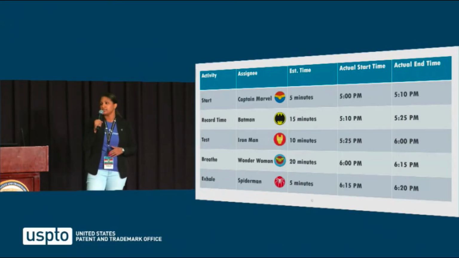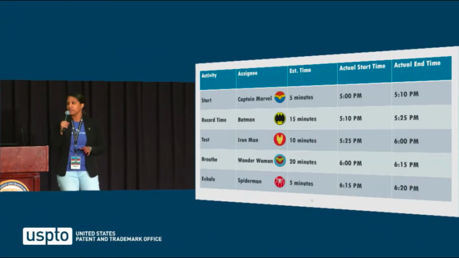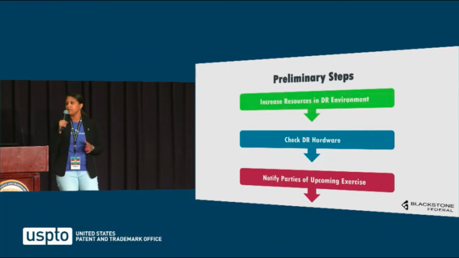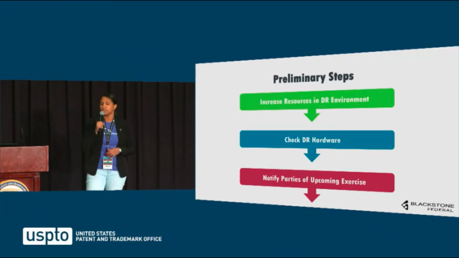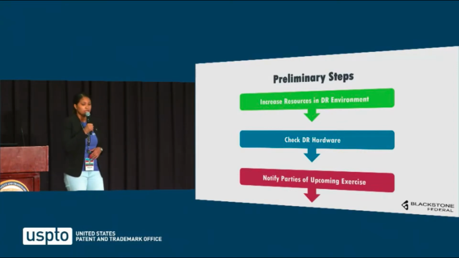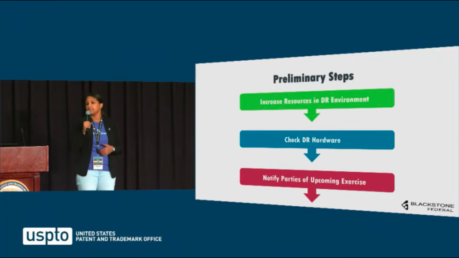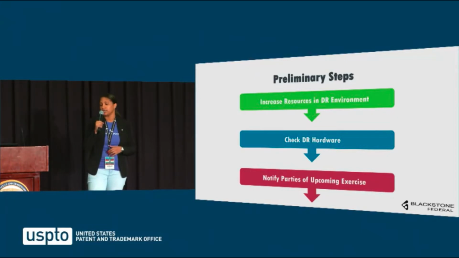Make sure your tasks are specific. Document who will be doing which steps and the estimated time to complete each step. Now, prior to your contingency exercise, there may be some preliminary steps that need to be performed. For example, temporarily increasing the resources in your DR environment, checking your DR hardware to ensure that things are functioning properly, and notifying the appropriate parties of this upcoming exercise.